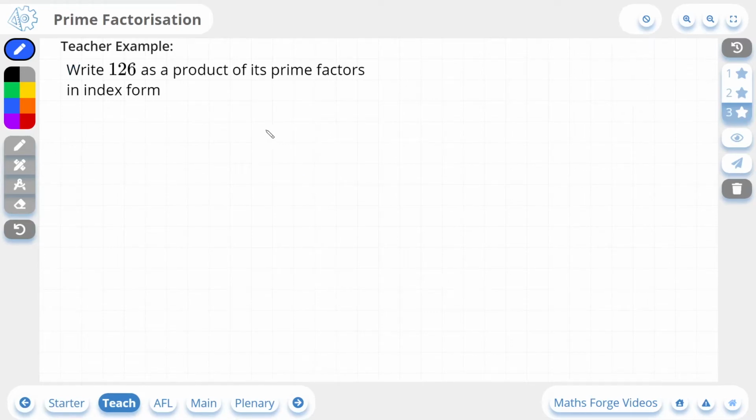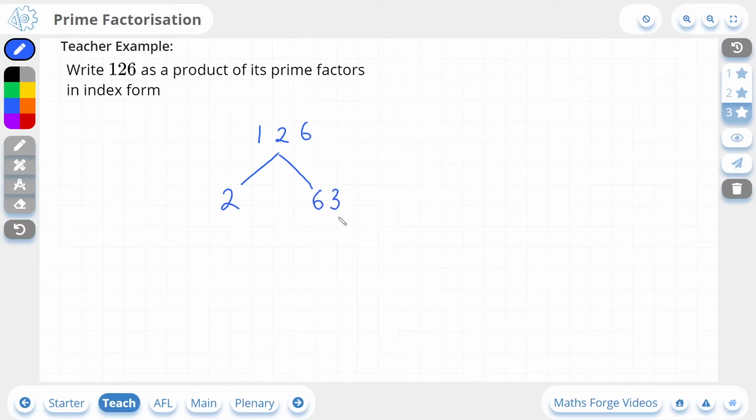Let's do a 3-star question. So we're asked to write 126 down as a product of its prime factors in index form. Okay, so the smallest number I can break up 126 into other than 1 is 2 because it's an even number. It ends in 0, 2, 4, 6, or 8. And if we divide it by 2, we end up with the following, 63.